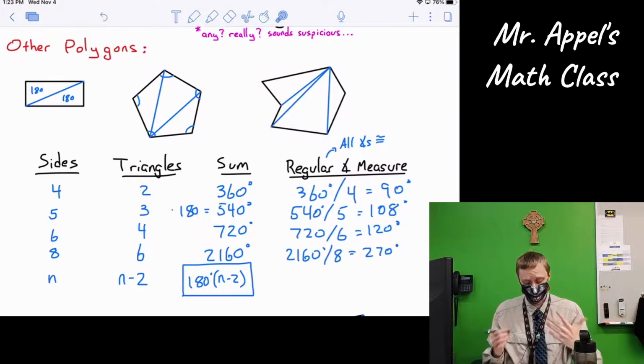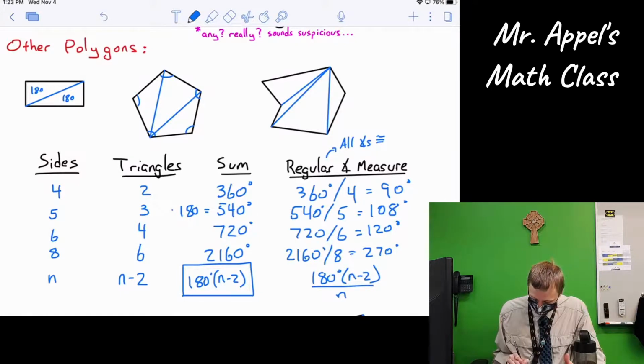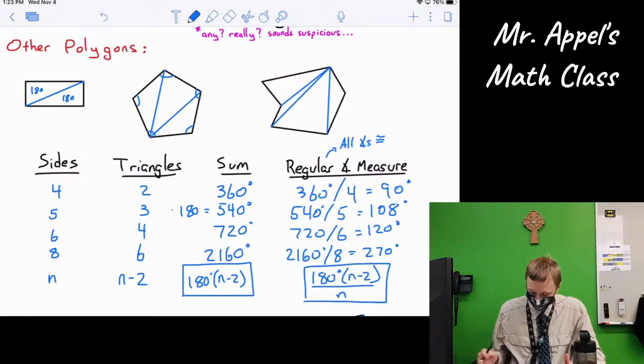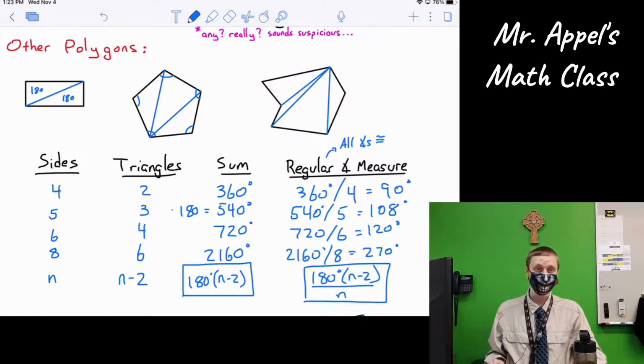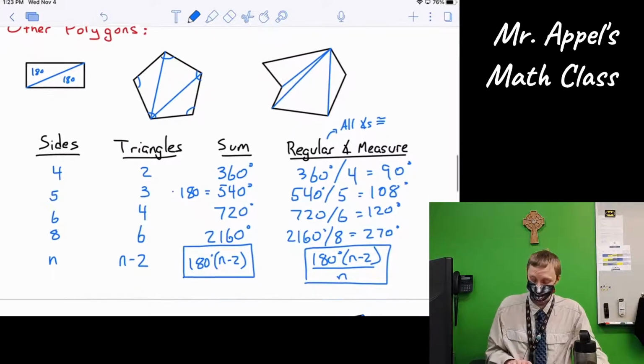And then, of course, if you're dealing with just a regular polygon, you can take that formula and divide by the number of sides again to get the regular angle measurement. So you could use that for whatever deck building purposes you may need.